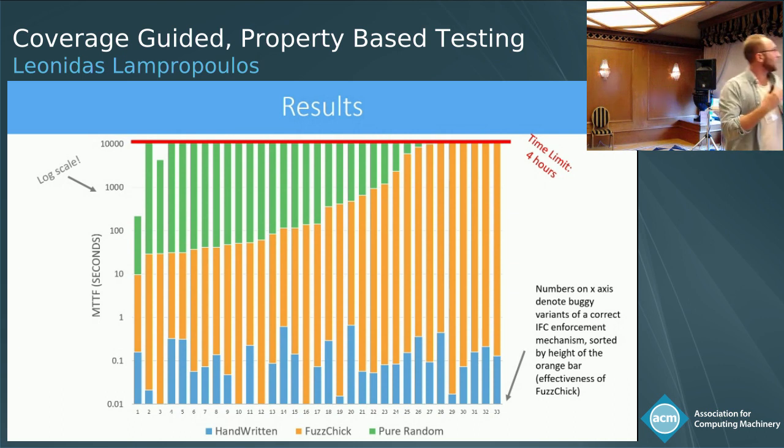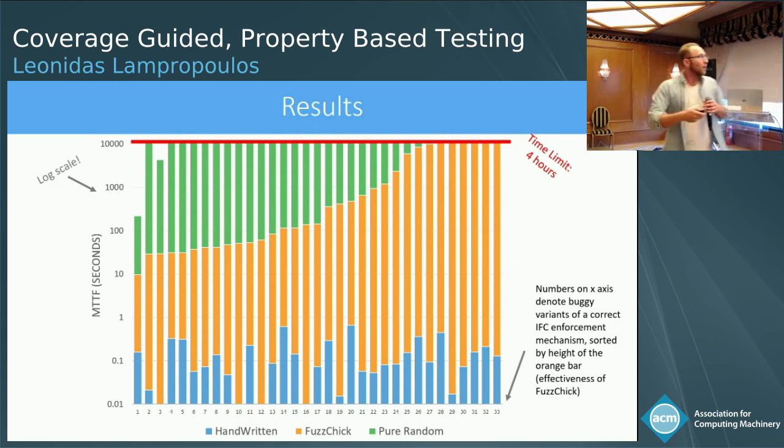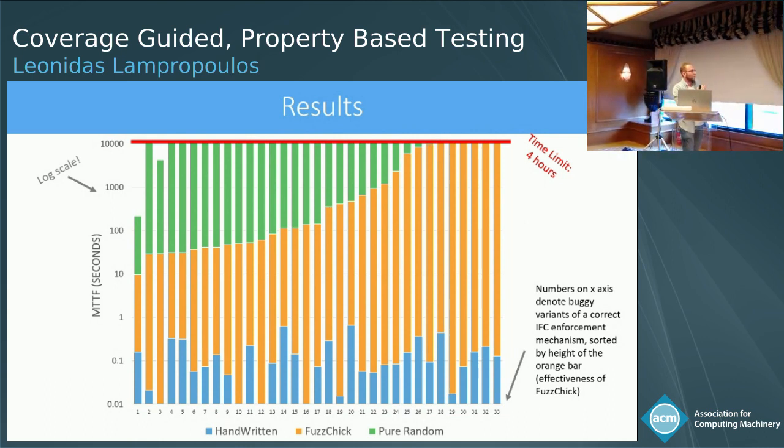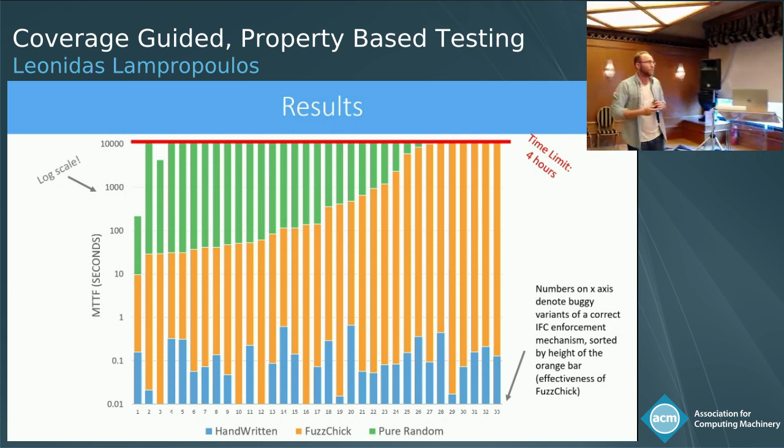Now, FuzzChick lies conveniently in the middle. We find most bugs within a couple of minutes, so it's still relatively practical for debugging your machine. However, it doesn't find all of the bugs, and it's 2 to 3 orders of magnitude slower than the optimized handwritten generators. So in general, we find that FuzzChick has a lot of promise because it actually bridges the gap between the two, but there's also a lot of room for improvement.